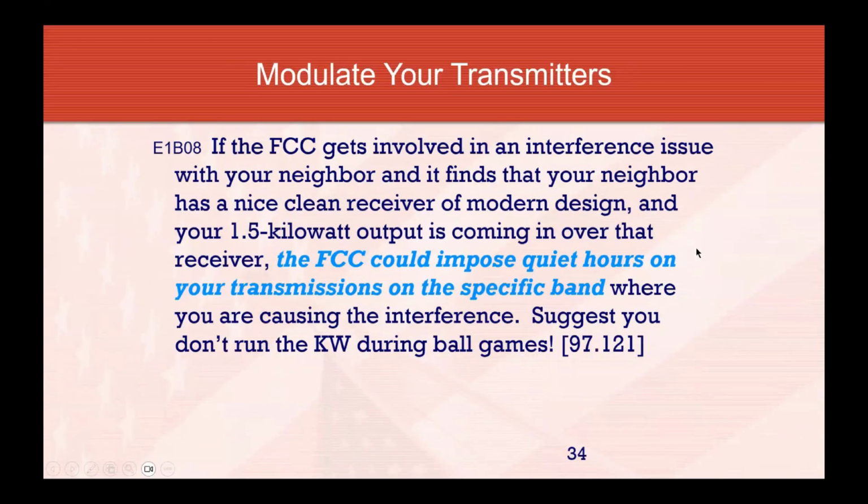FCC can impose quiet hours on your transmission for a specific thing. For example, if you're running a big amplifier and your neighbor complains and the FCC agrees with them, they can say, okay, you can't transmit with that high power amplifier between 6 in the evening and midnight when they're watching their TV or listening to their radio or doing whatever they're doing.